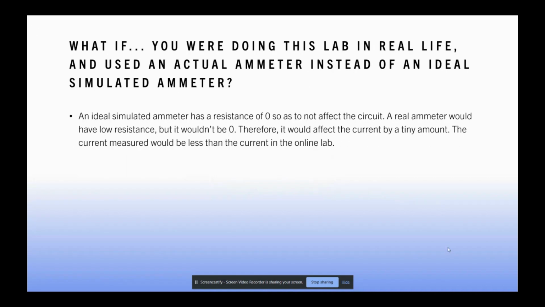An ideal simulated ammeter has a resistance of 0, so as to not affect the circuit. A real ammeter would have low resistance, but it wouldn't be 0. Therefore, it would affect the current by a tiny amount. The current measured would be less than the current in the online lab.